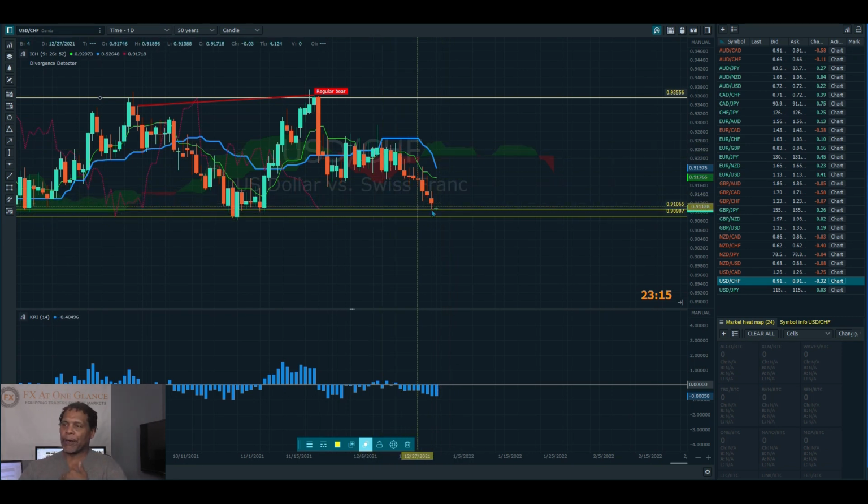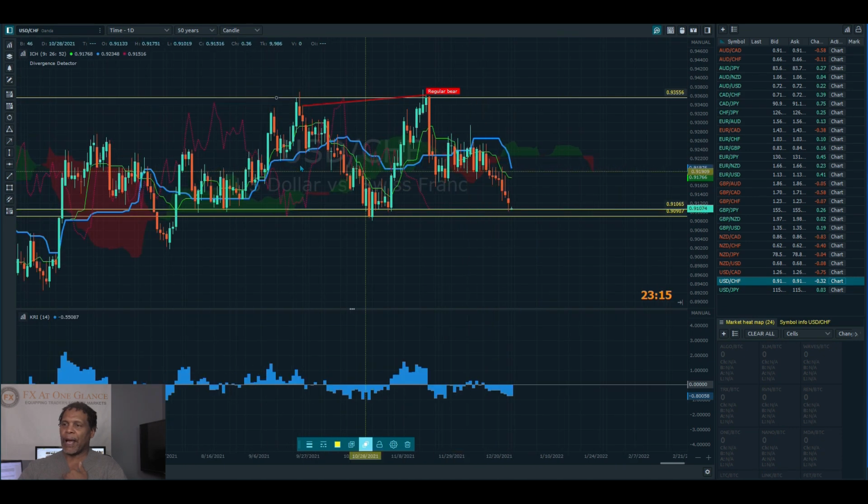Ichimoku's not helping me much here. I'm looking for a bounce off of this zone and a move back to the upside. I would take Ichimoku off my chart. Look for my move on a lower time frame. A bounce off of this level. We're at about 91065 and 90907. That's going to be your zone.